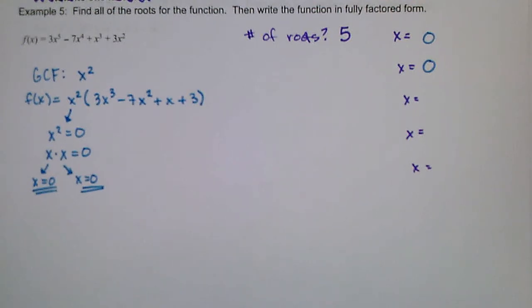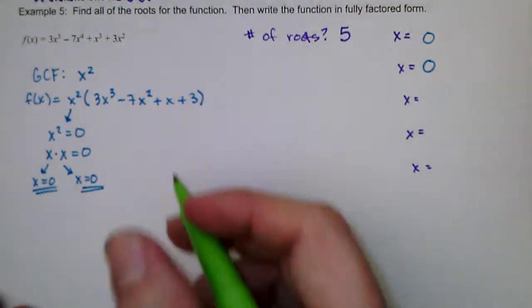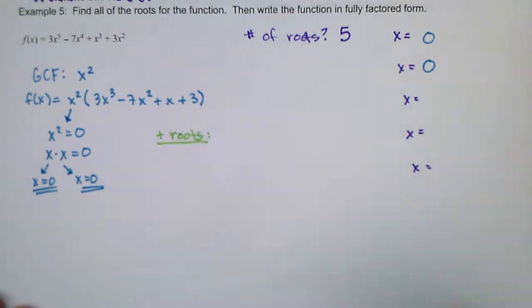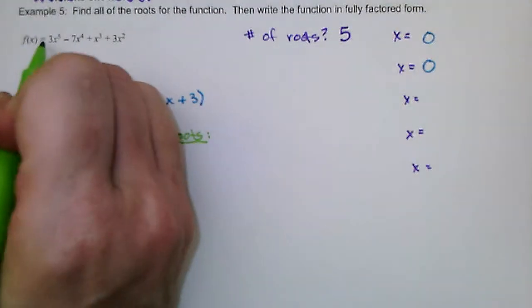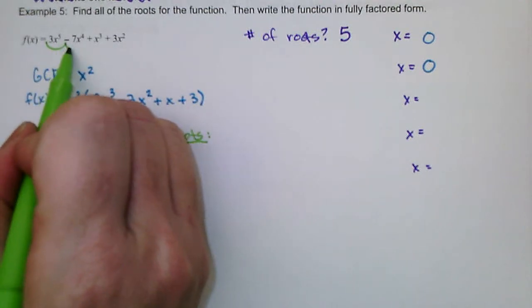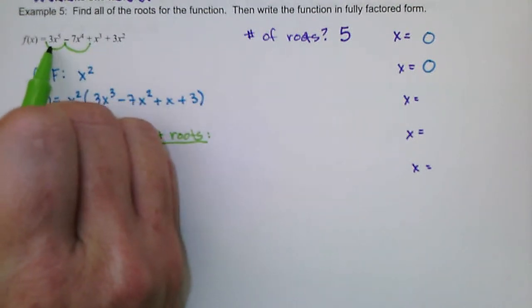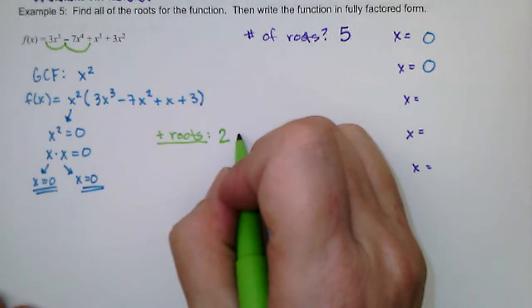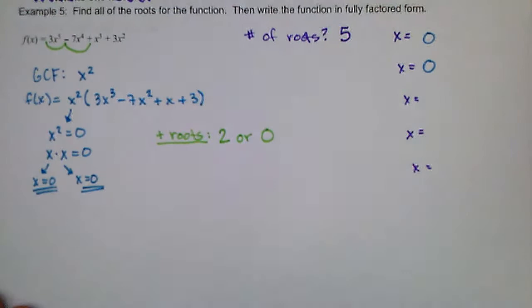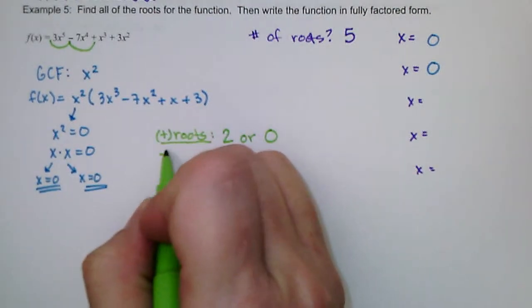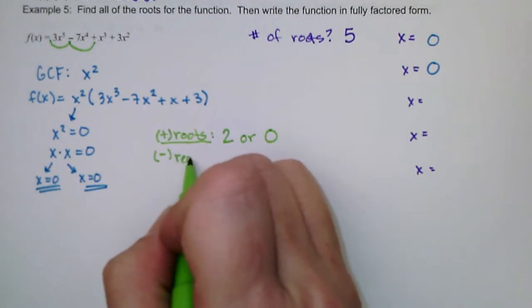So there's 2 of my 5, and I only have 3 left to go. So then I will use Descartes' rule of signs to figure out how many positive and how many negative roots there might be. So positive roots is the number of sign changes in my original function. So I started out positive, I switched to negative, and then I changed to positive again. And so I have 2 sign changes, which means I could have 2 positive real roots or 0 positive real roots.